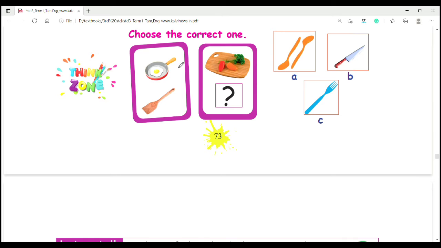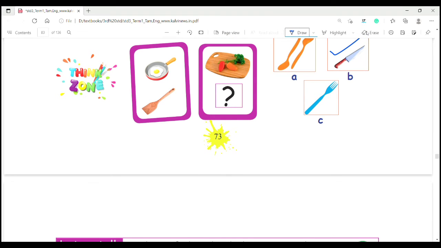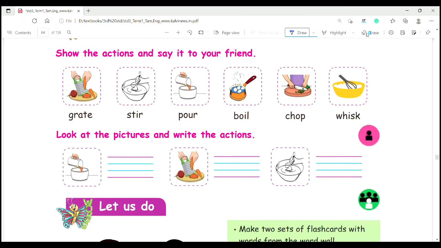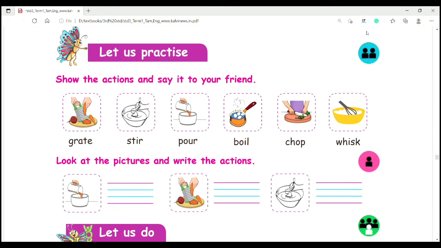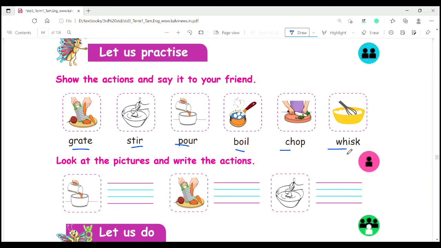Here they are making an omelette in a pan. For that they are using a wooden ladle. Okay, so now for cutting vegetables, which one do we use? We use a knife. So the answer is knife. Then let us practice. Show the actions and say it to your friend. Now you have to do these actions and practice. First one is grate, stir, pour, boil, chop, whisk.